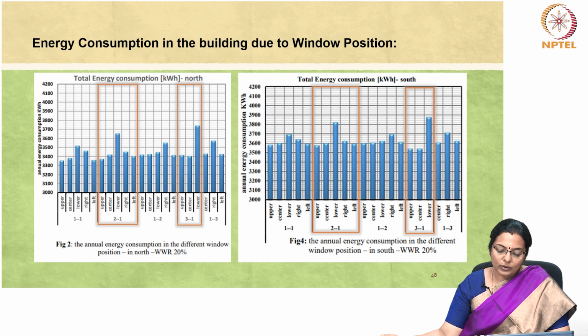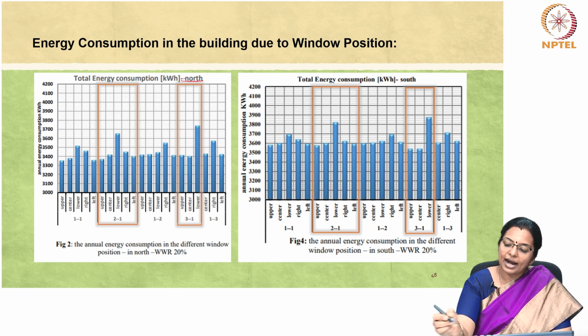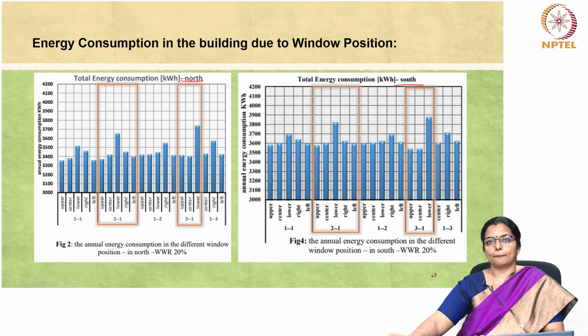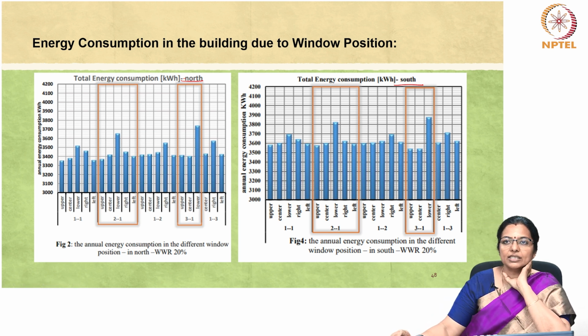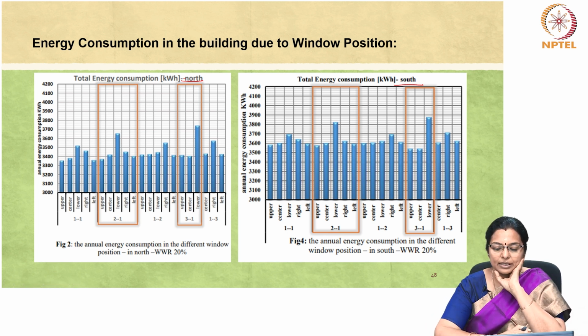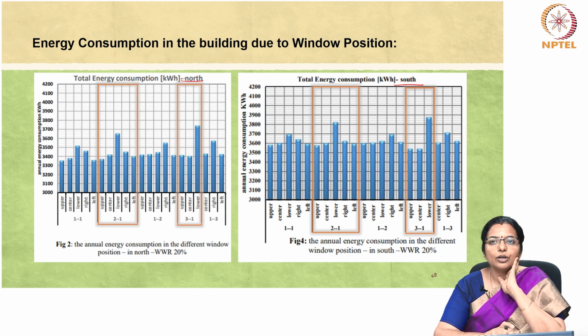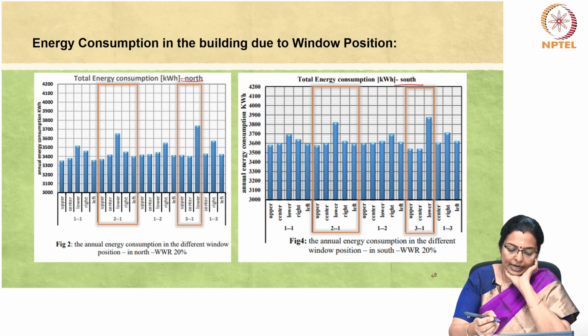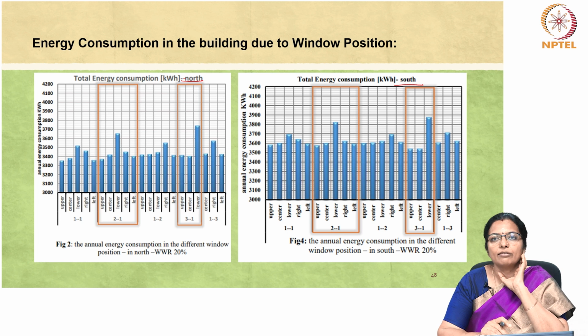And then the annual energy consumption of the different window positions on the north wall, and the south wall, is analyzed. The lowest annual energy consumption occurs on the north facade as compared to the south facade. Among the various window configurations, the square window positioned on the upper part of the wall records the minimum energy consumption, and that totals to about 3350 kilowatt hour per year.